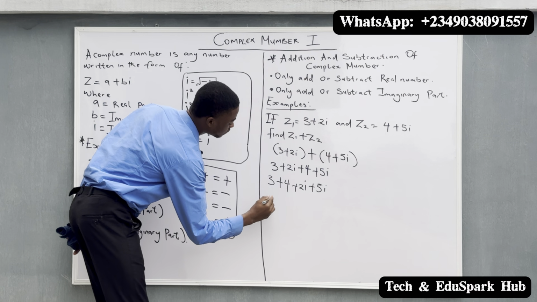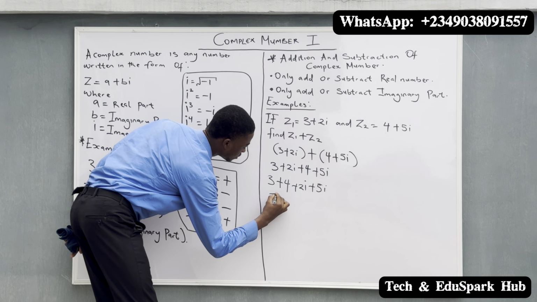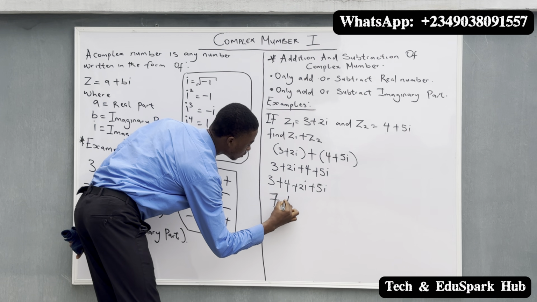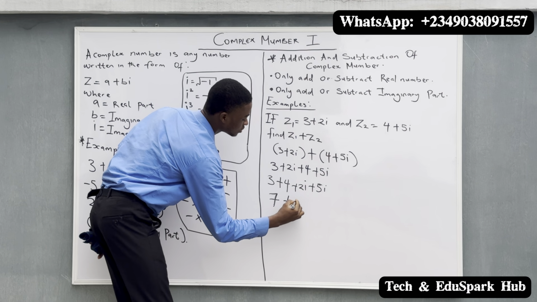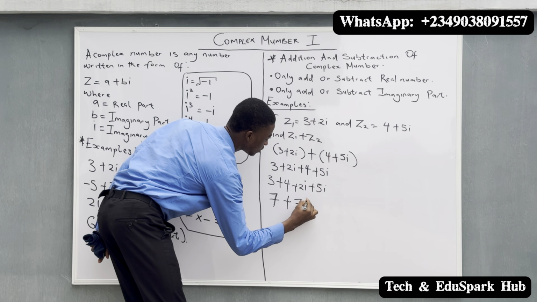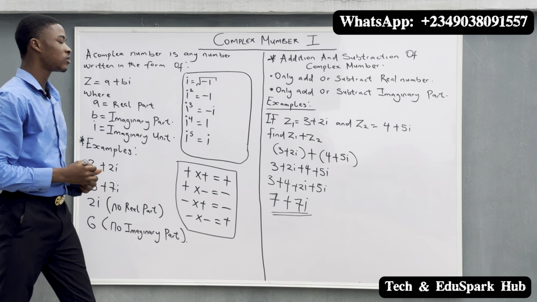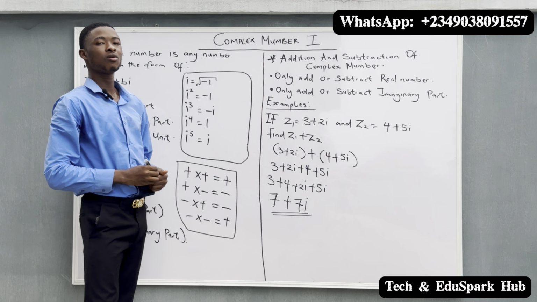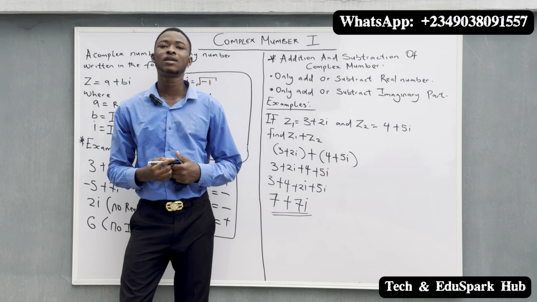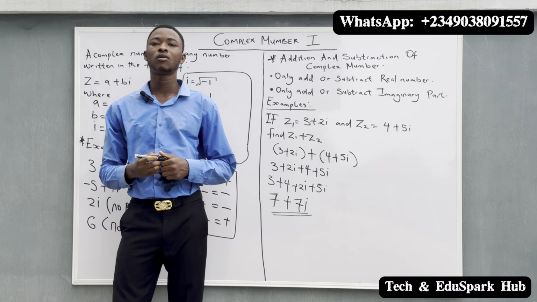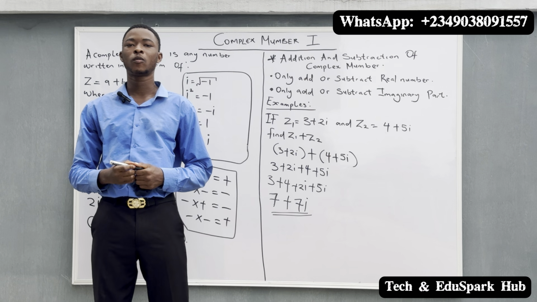So 3 plus 4 will give us 7. So we can say 7 plus 2i plus 5i will give us 7i. So this is our final answer to questions of this type. 7 plus 7i is correct, and this will be all about the first example. So let's look at another example still under the addition and subtraction of complex numbers.